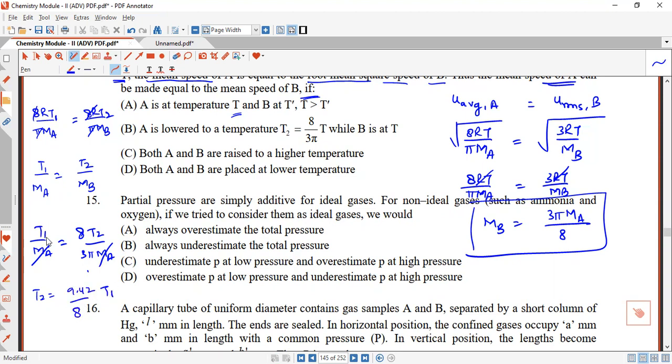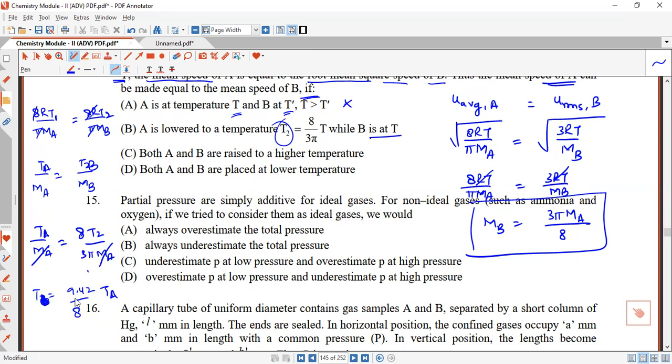T1 is the temperature of A gas. So we can also write TB here. So you can see that the temperature TB is more at this point. Okay. So T dash should be more. It is not wrong. A is at a lower temperature T2 while B is at T. Okay. If the temperature of B is T, then what will the temperature of A be?